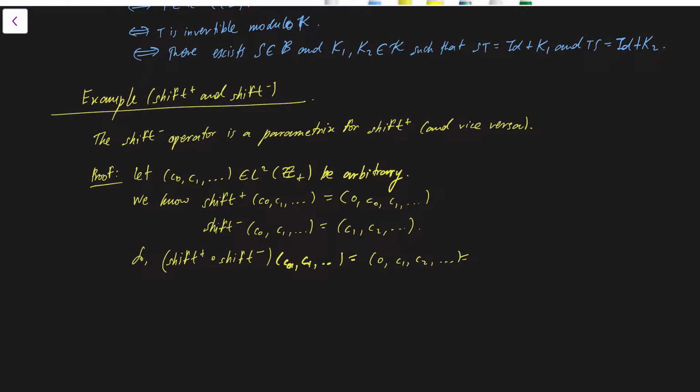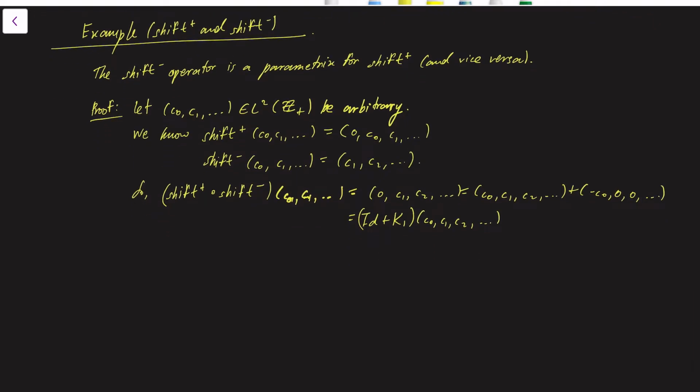We can rewrite this as the identity acting on our original sequence plus some operator K1 acting on that original sequence. Over here, K1 is given by an operator from L2 of Z plus to L2 of Z plus, and it's defined by its action on D0, D1, and so on, where it just places a negative sign in front of D0 and annihilates the rest of the elements in the sequence.